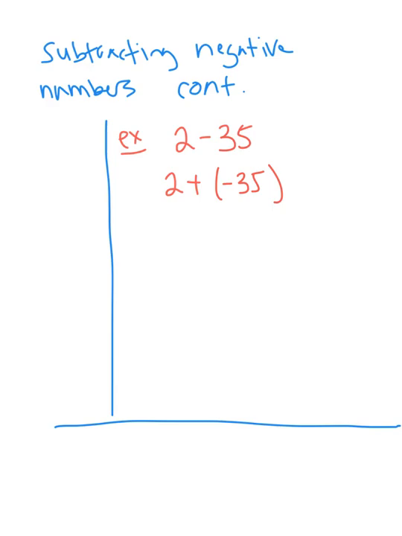Let's try another example. What would be an expression that would be equivalent to negative 0.2 minus 4.9? Pause here and take a minute to write down an expression that you would think is equivalent. Okay, hopefully you've written something down. And an expression that's equivalent would be negative 0.2 plus a negative 4.9.